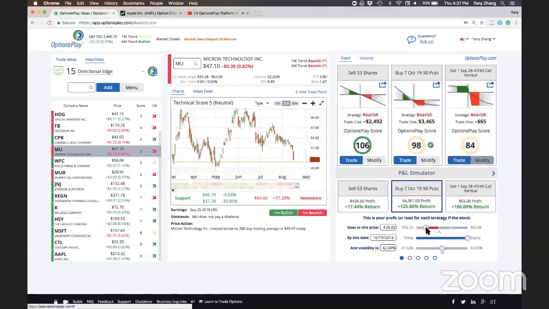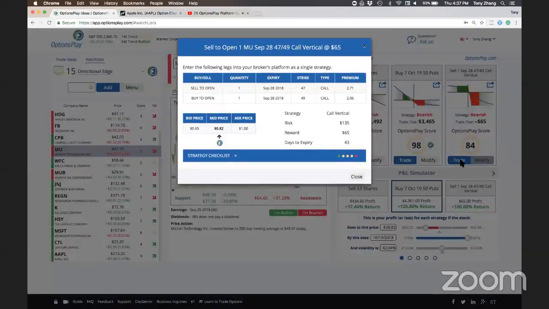And lastly, if you're looking at a trade and you want to place that trade, you can simply hit the trade button and we give you all the information in order to enter this trade into your brokerage platform. This is designed so that you can trade these strategies at any different brokerage firm, and you have all the details as to how to enter that trade into your brokerage platform.